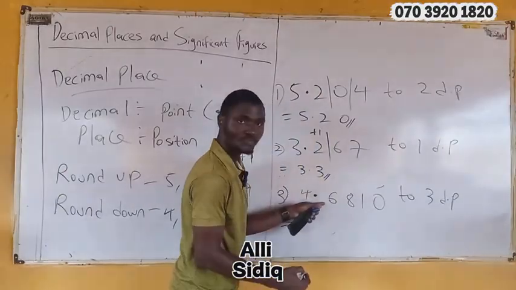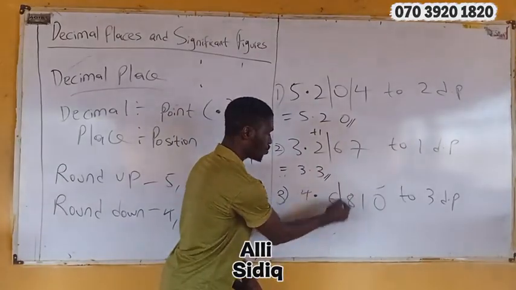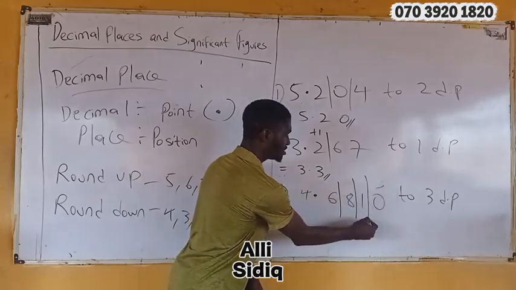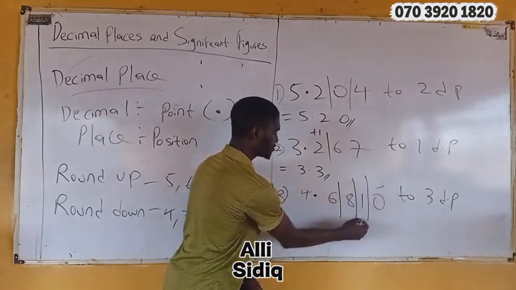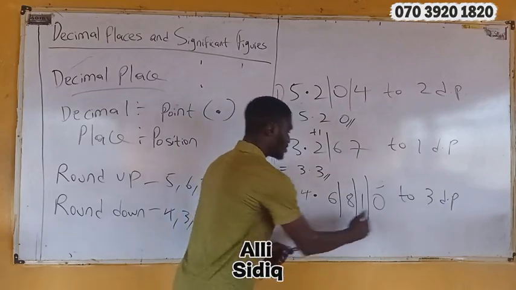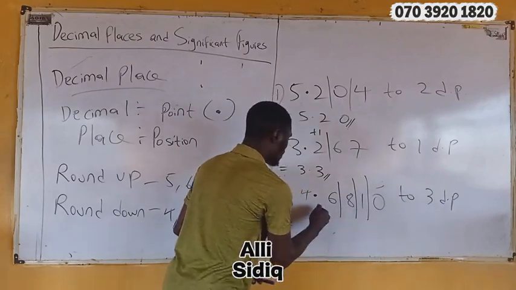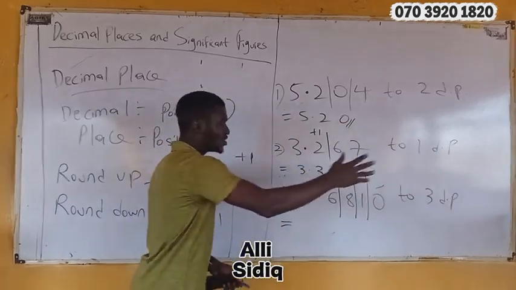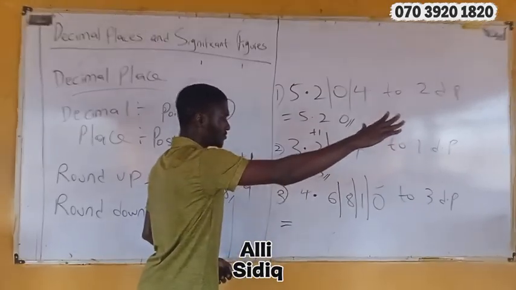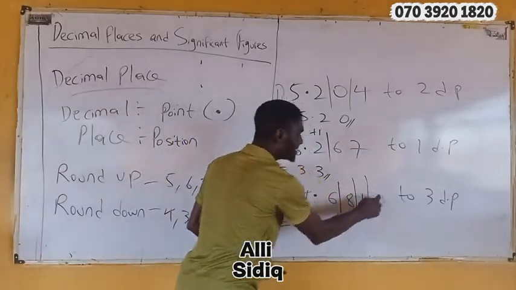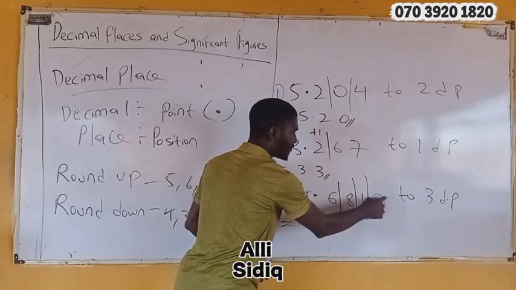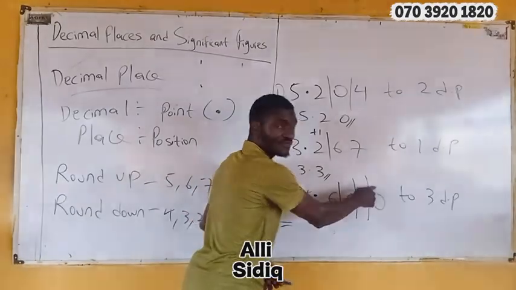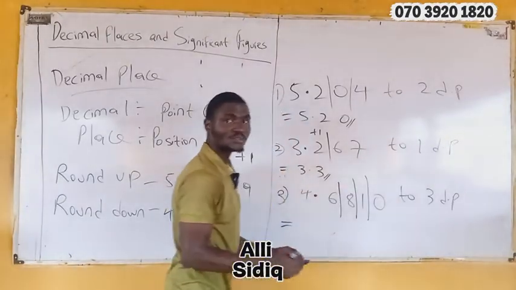The number immediately after our point is what? 6. So let's go: 1, 2, 3. To 3 decimal places. So that means I've given a boundary between 4.681 and 0. 0 is the last in the other boundary, because this is less than 5. It is less than 5, that means I'm going to round down.